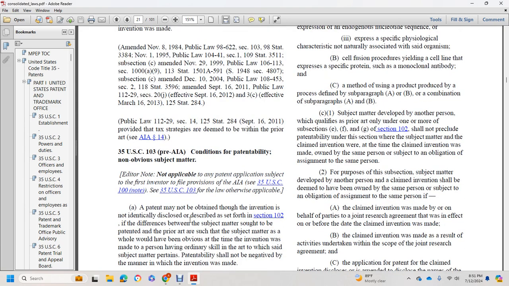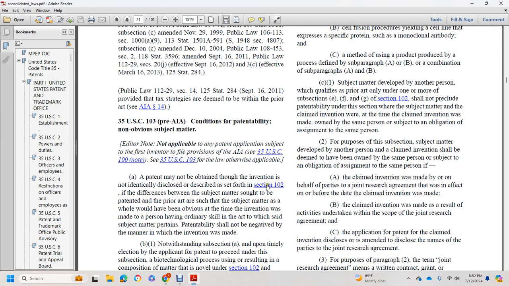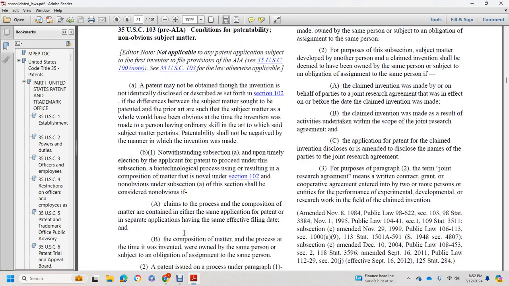35 U.S. Code 103, pre-America Invents Act, Conditions for Patentability. A patent may not be obtained though the invention is not identically disclosed or described as set forth in section 102, if the differences between the subject matter sought to be patented and the prior art are such that the subject matter as a whole would have been obvious at the time the invention was made to a person having ordinary skill in the art to which said subject matter pertains. Patentability shall not be negated by the manner in which the invention was made. B1.